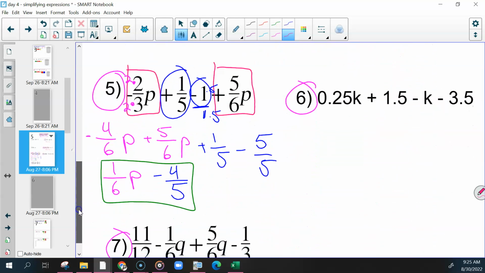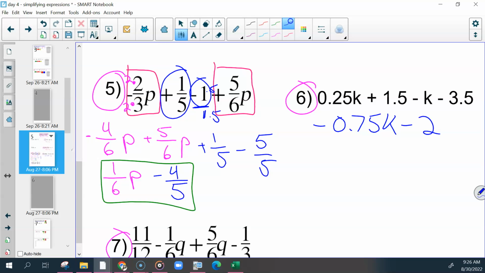For number 6, who has an answer for this they want to share? It's okay. It's the densest. You had the same answer. You all had the same answer, and we're not comfortable about it. But you guys did great. Anyone need to see this one worked out?